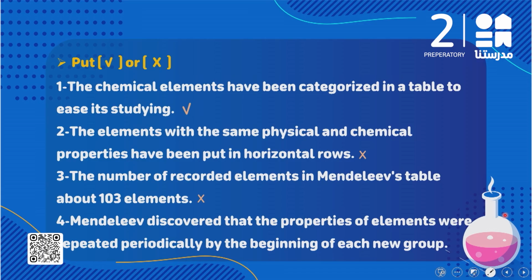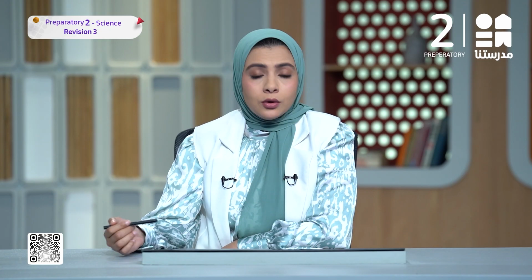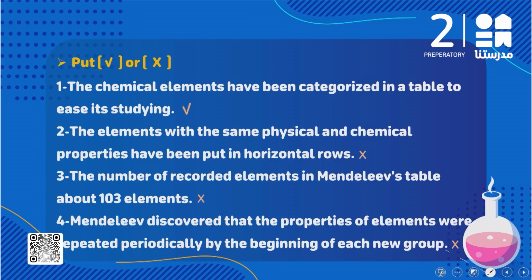Okay, number 4: Mendeleev discovered that the properties of elements were repeated periodically at the beginning of each new group. Of course this is wrong. We said the properties of the elements are repeated at the beginning of each new period, as the periodic table starts from metals. After that the metallic property decreases. We have metalloids, non-metals, and after that the period ends with an inert gas or noble gas.